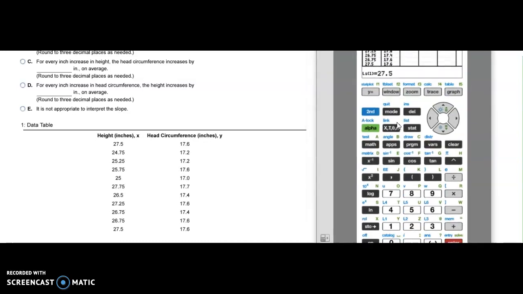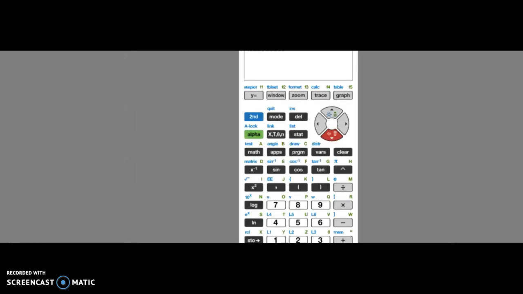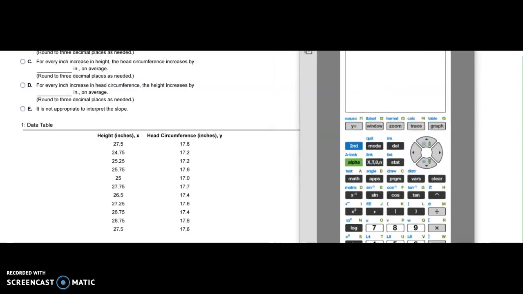So once they're in there, you do Stat, Calc, 4. Oops, it erased. Stat, Calc, 4. And then down to Calculate. If you have an older calculator, I think you can just hit enter. It'll do it all automatically.